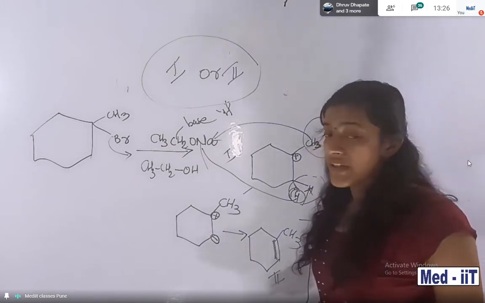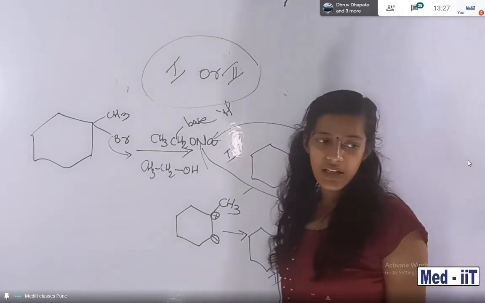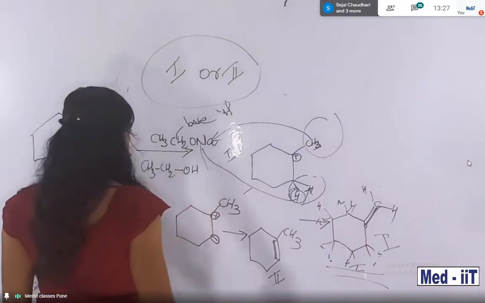Because which rule, students? The majority-determining rule at the time of elimination. Which rule? Tell me, students. We already discussed it in our previous section. If you forgot, no problem. That is the Saytzeff rule. Saytzeff rule means the most substituted one is major.